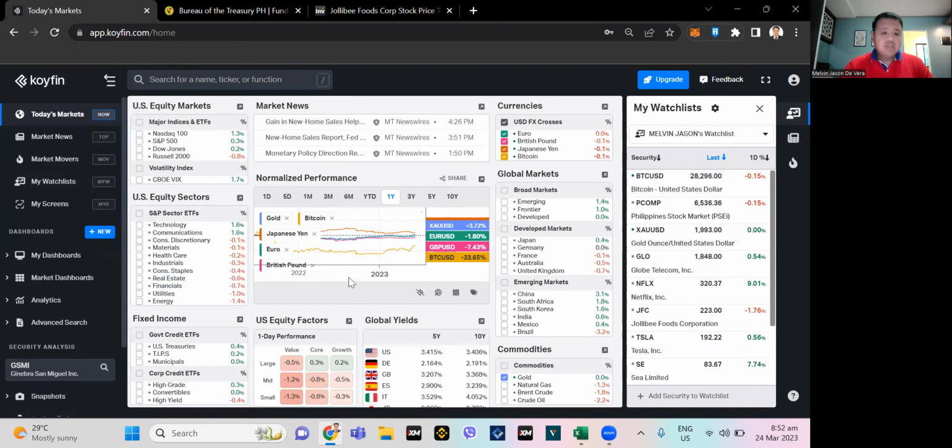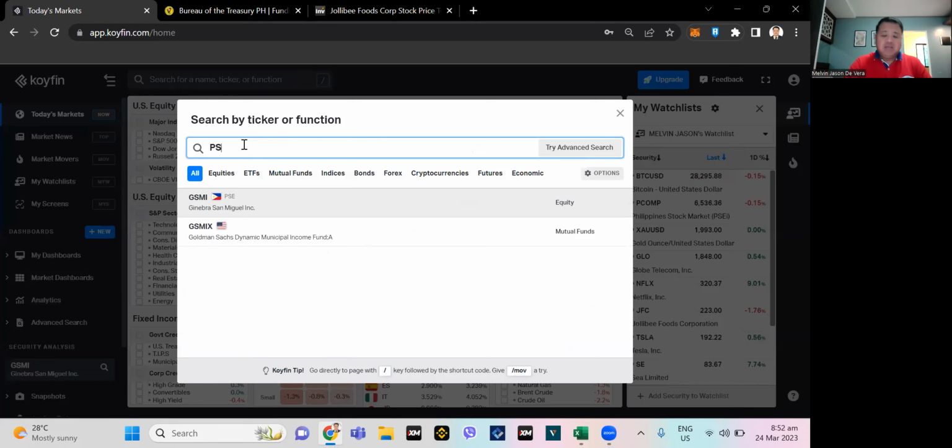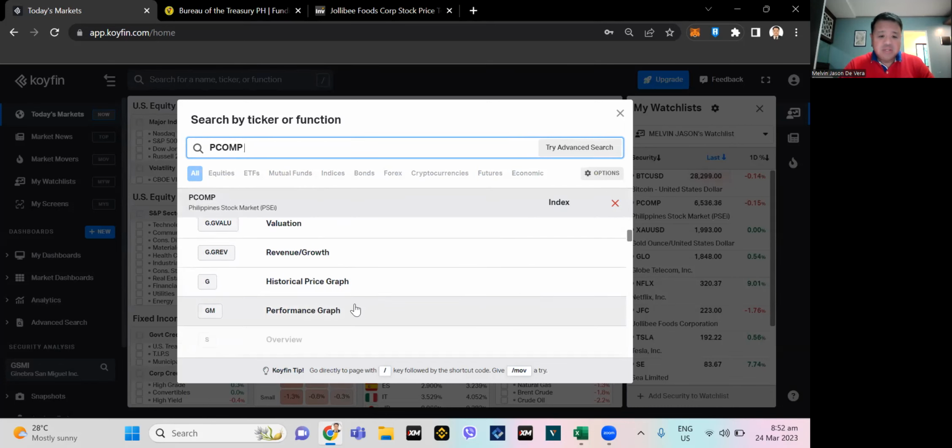All right. So here, let's look at the PSEI. So there's a search bar here. You just have to type, let's say, PSEI. All right. So PSEI is equivalent to PComp. That's the same symbol for Bloomberg. It's for Philippine Stock Exchange Composite Index. That's why it's called PComp. All right. Now, loading the PComp, what I want is to get the performance graph.